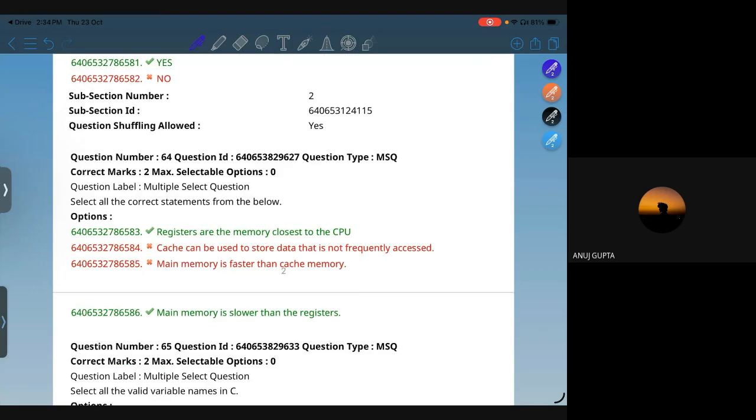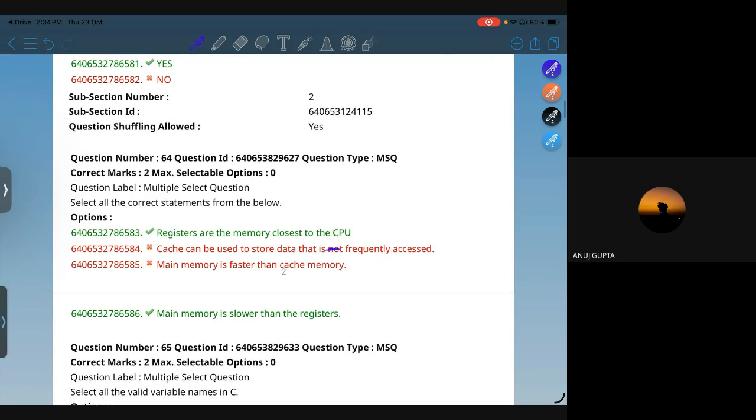Registers are the memory closer to the CPU. Cache can be used to store data that is not frequently accessed? No, it is used to store data that is frequently accessed. Main memory is faster than cache memory? No, cache memory is faster than main. It's like register, then cache, then main, then secondary. Then main memory is slower than registers. Yes, correct.